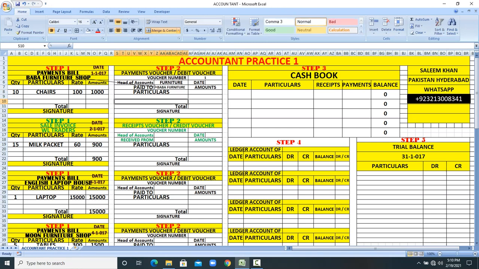Shop name, particular, purchase 10 chairs, rate 100. This amount we write here, 1000. Total 1000. This is our payment voucher.